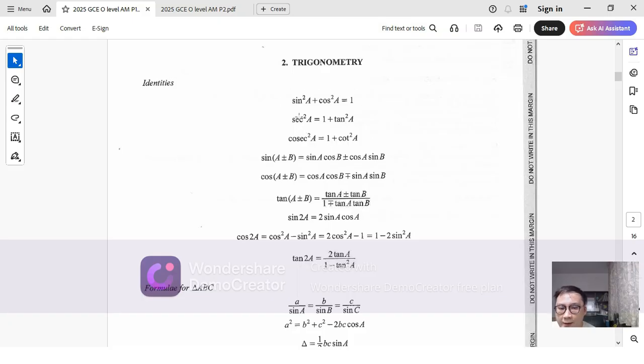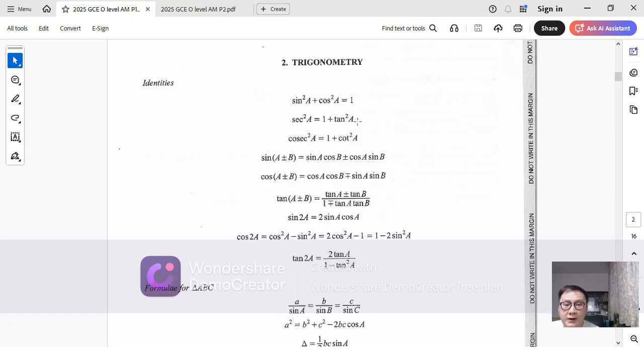Like what I tell my students, you remember sine squared a plus cosine squared a equals 1, enough. The other 2 no need to memorize. The other 2 can be obtained by dividing by sine squared a and cosine squared a on both sides respectively. You'll get the other 2. So the first 3 are your Pythagorean identities.